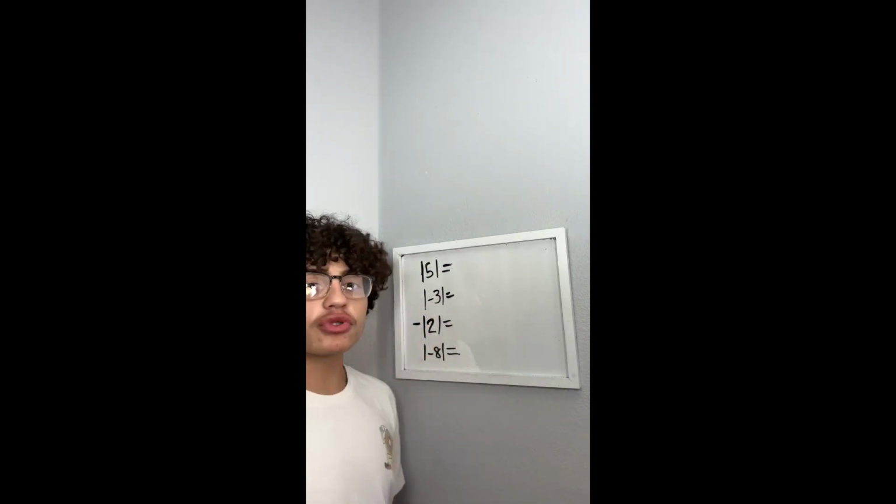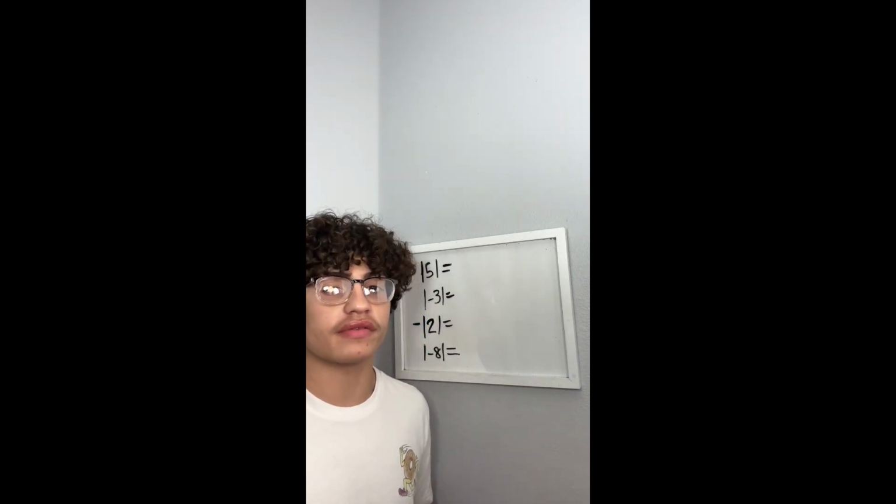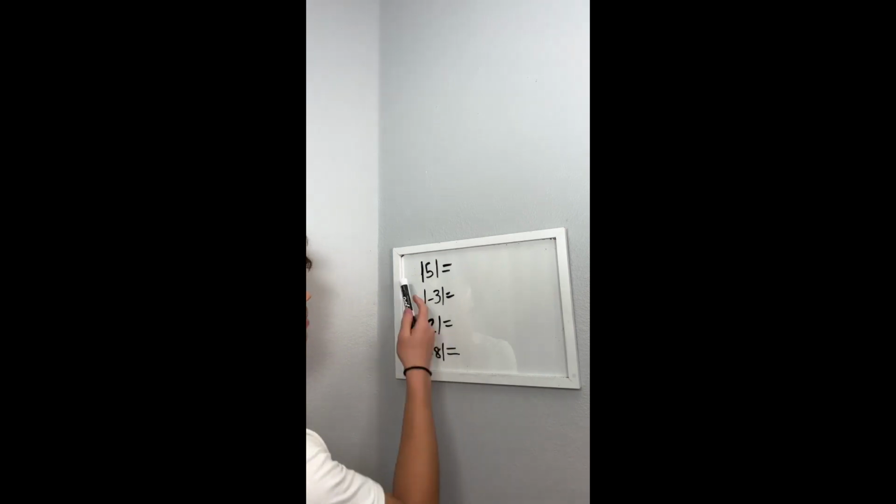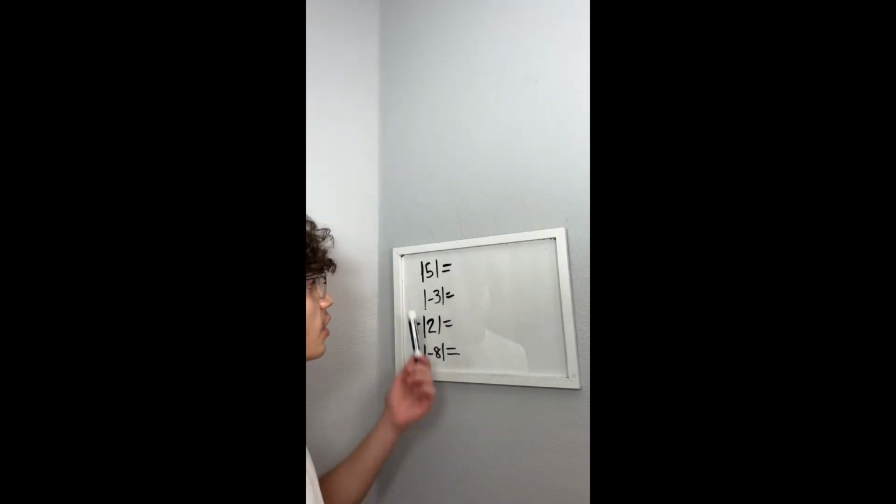But since absolute value will always be positive, and absolute value will always be the same number, if it's always the same number and it's always going to be positive, what is the answer going to be? It's just going to be 5.